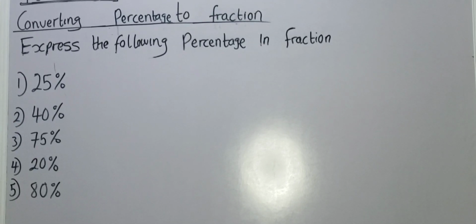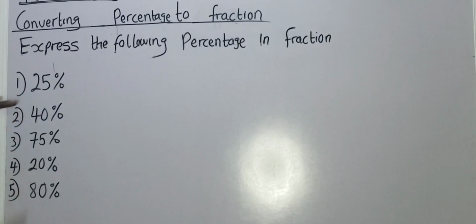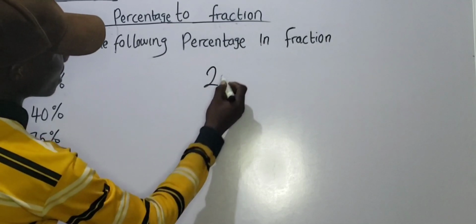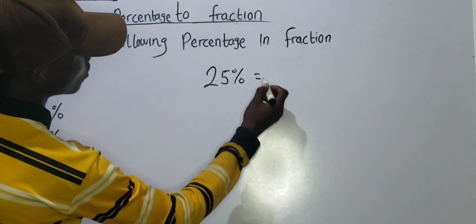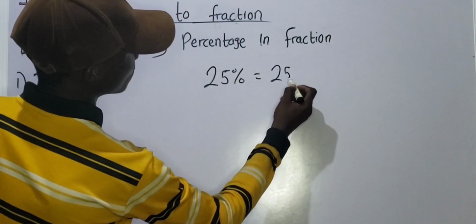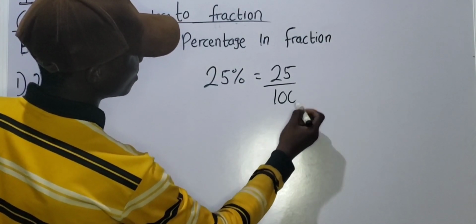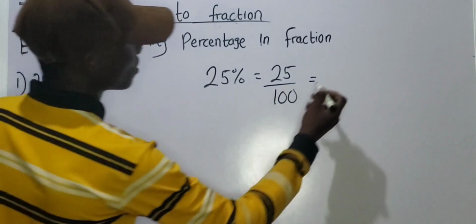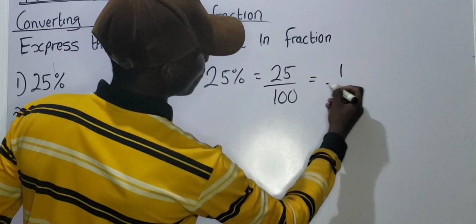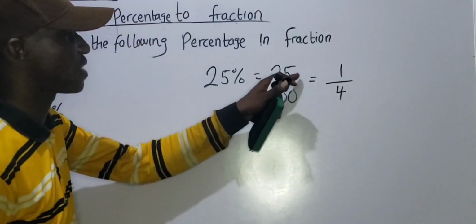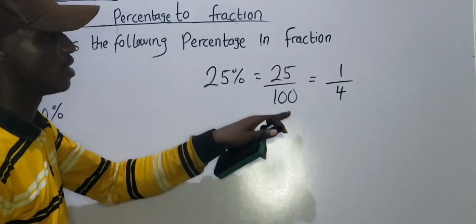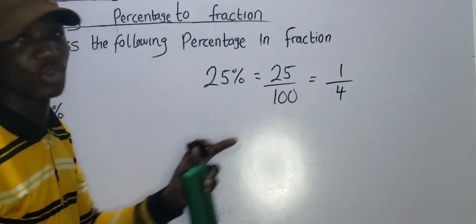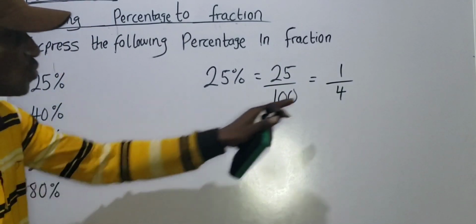Now, let's start with the first question. Let's express 25% in fraction. So 25% is equal to 25 all over 100. So I'm going to reduce this to simplest term. So for this, I'm going to have 1 over 4, okay? Because 25 divided by 25 is what? 1. 100 divided by 25 is what? 4. Do you understand? That is how I got 1 over 4.